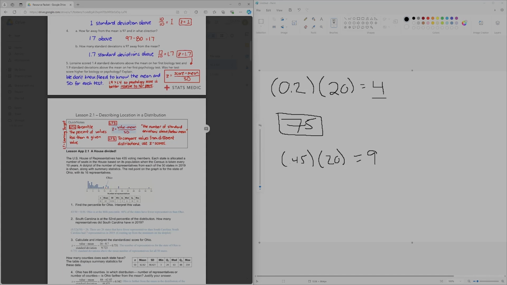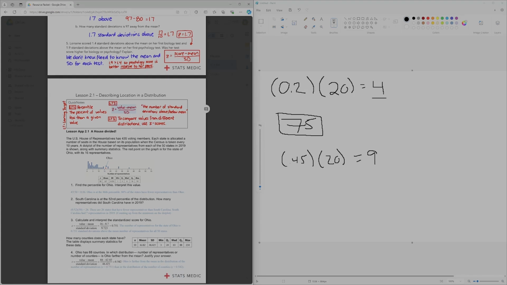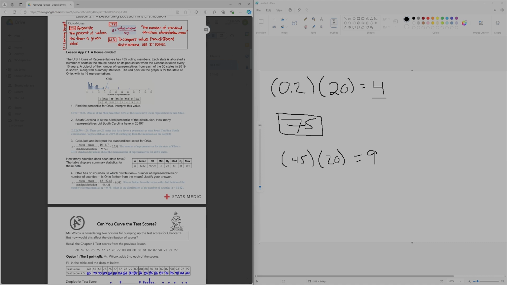You got to know your z-score formula. That's really important. Calculate and interpret z-scores. So in this problem, we calculated and interpreted the standardized score for Ohio, and we got 0.751, because it's just the value minus the mean divided by the standard deviation. And then you have to say in context. So the number of representatives for the state of Ohio is 0.751 standard deviations above the mean. Remember, if it's a negative value, it would be below the mean. And the mean number of representatives for all 50 states.